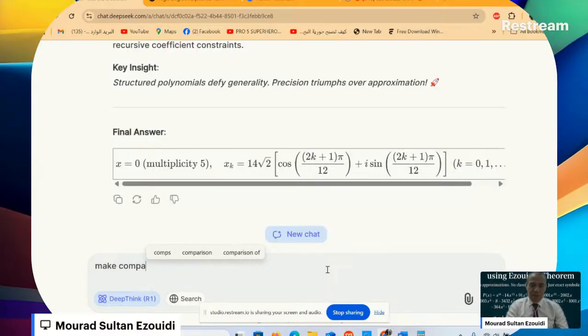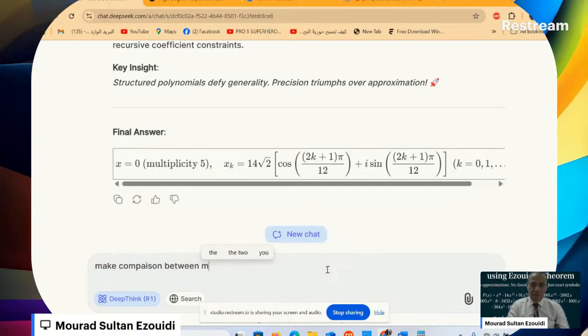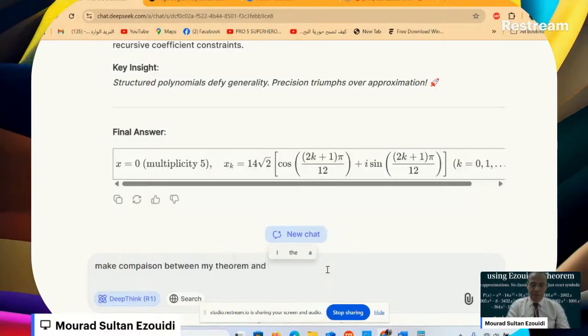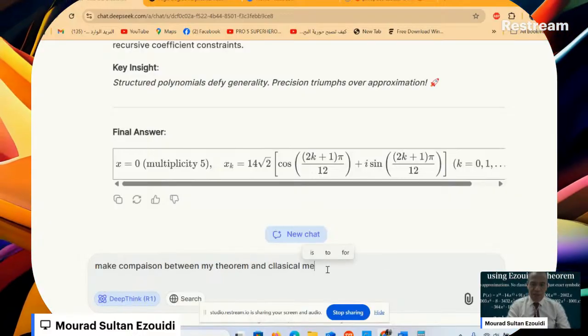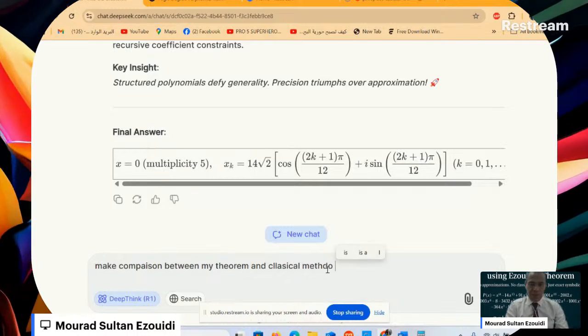between my theorem and the classical method.